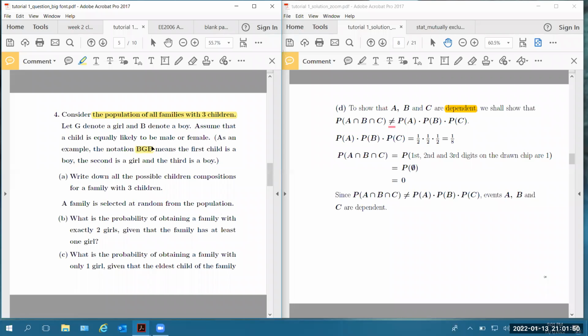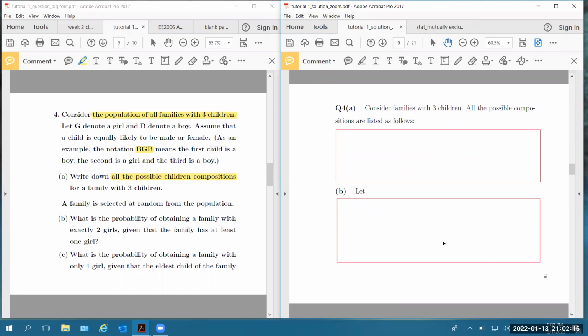All right, so if you see BGB, meaning that the first child is a boy, the second one is a girl, and the third one is a boy. First of all, we shall write down all the possible children compositions for a family with 3 children.